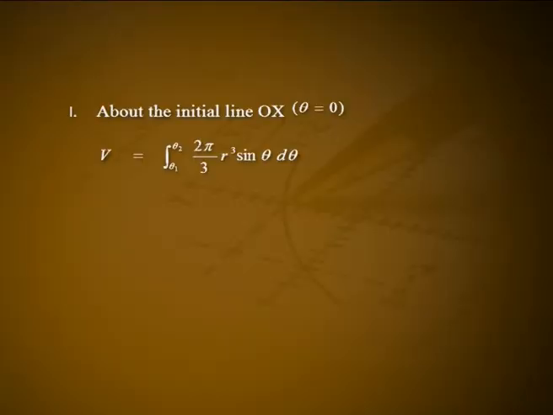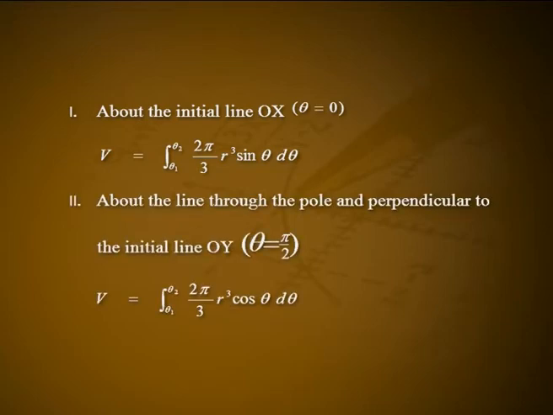Polar form. The volume of the solid of revolution generated by revolving the plane area R bounded by the curve C, whose equation is given in polar form r = f(θ), and radius vectors θ = θ1, θ = θ2. First, about the initial line OX, that is θ = 0, V = ∫ from θ1 to θ2 of (2π/3) r³ sin θ dθ.